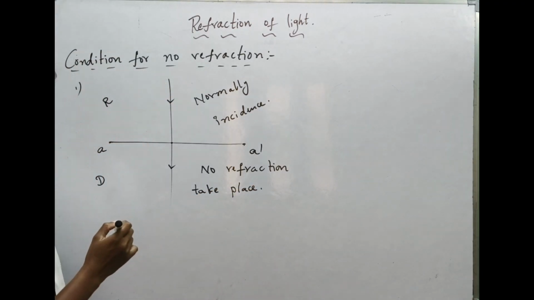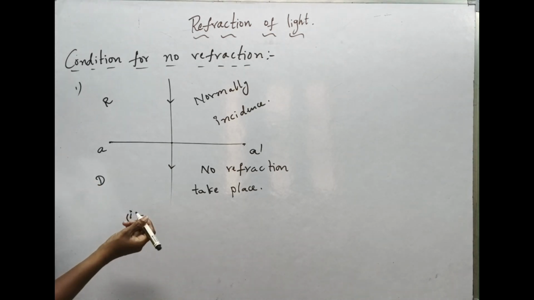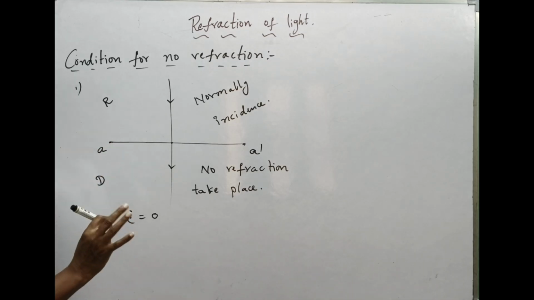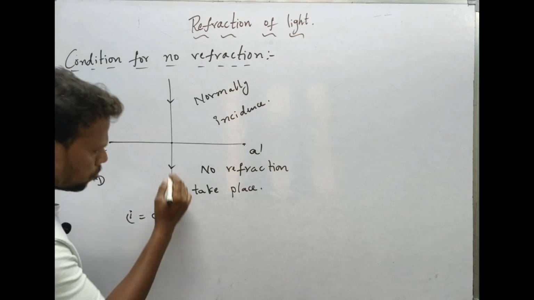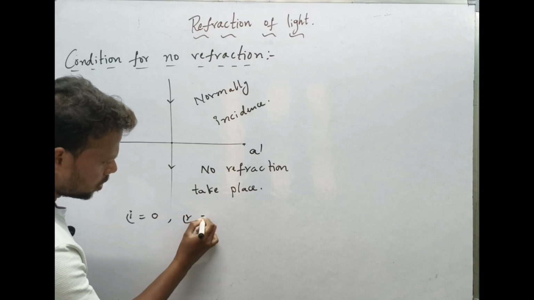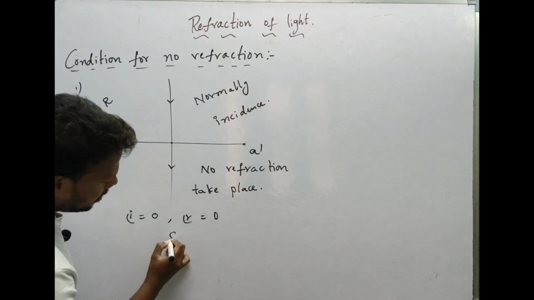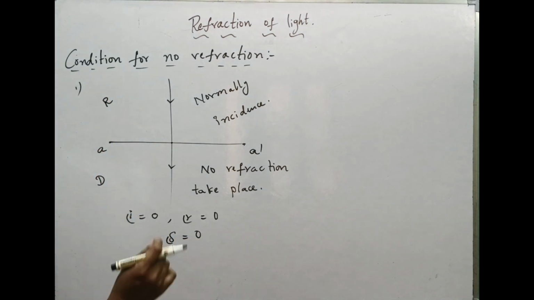No refraction. What is the angle of incidence here? Angle of incidence: all angles are measured from the normal. So it is 0, both are parallel to each other or along the normal. When I equals 0, the refracted ray, no refraction. It moves in a straight line, so R is also 0. And what is the deviation here? Deviation is also 0.